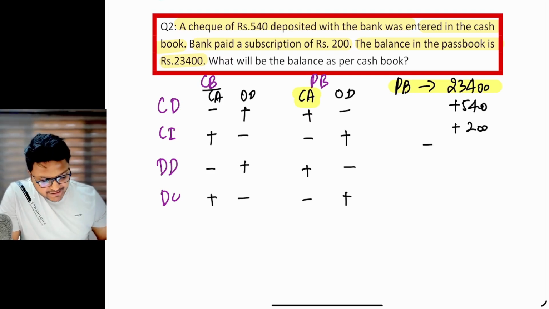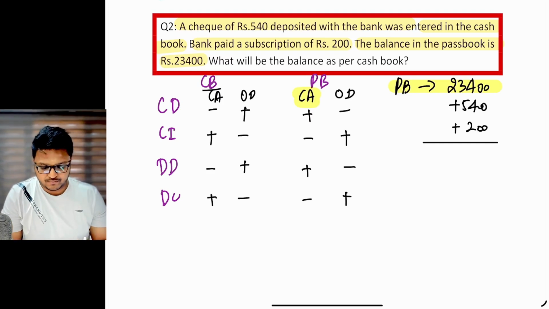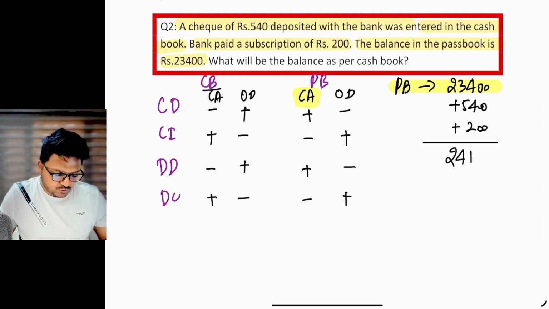So what will be the balance as per the cash book? The balance would be equal to 23,400. Let me just solve it for you. So it is 23,400 plus 540 plus 200, that is 24,140. So it is 24,140. That will be the balance.